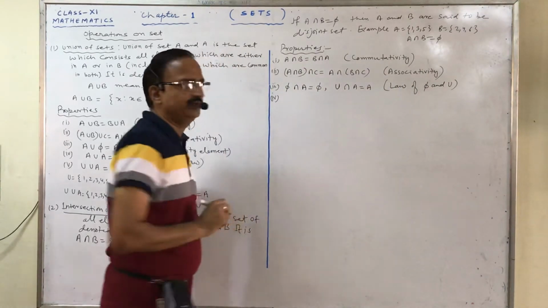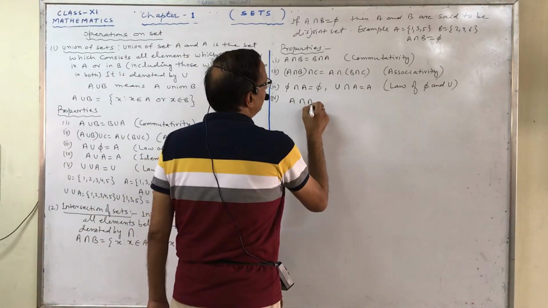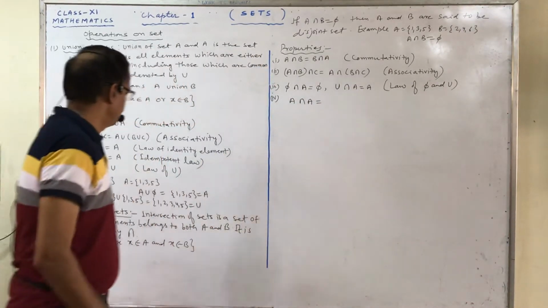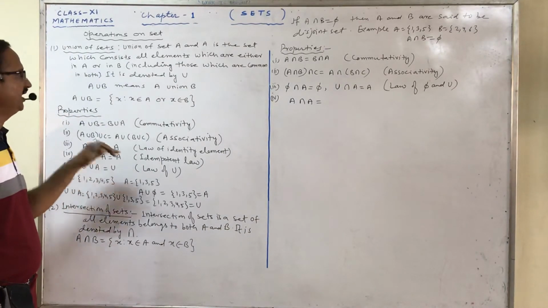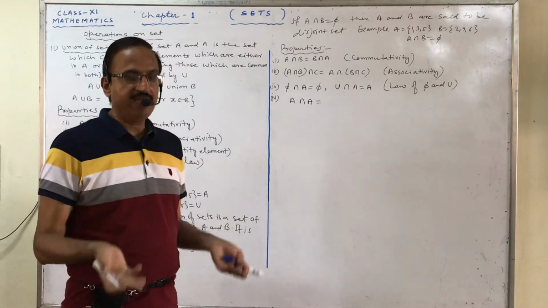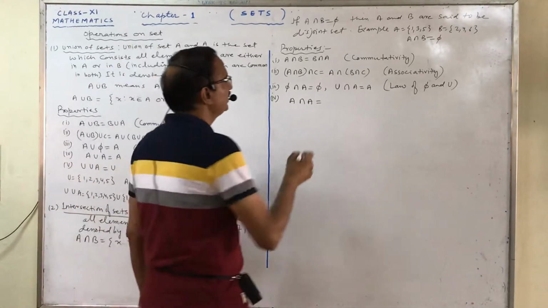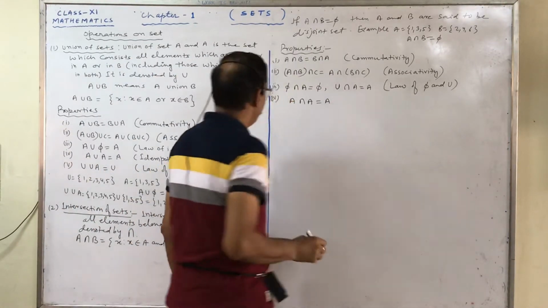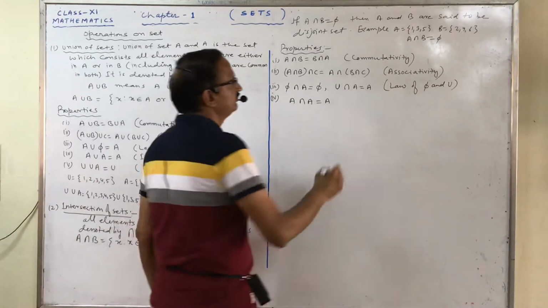Fourth property, A intersection A. Same here as in the case of union also. A union A is A. So A intersection A means every element is common in the same set. So the answer is A, and this is the same idempotent law.